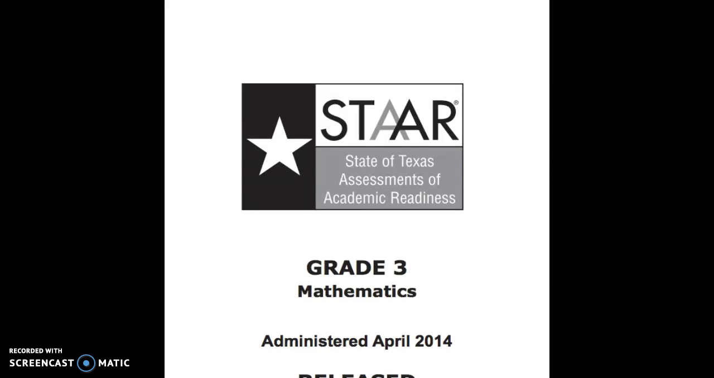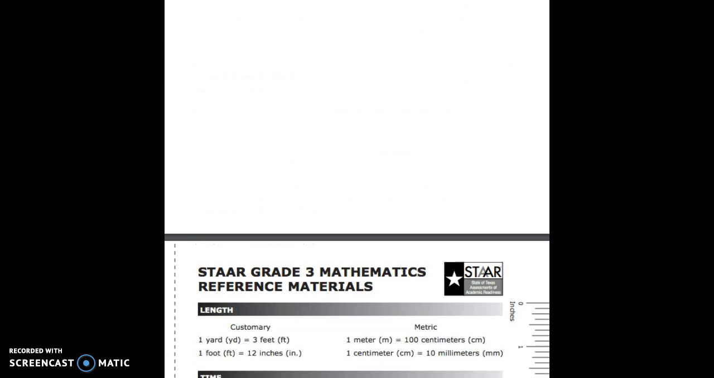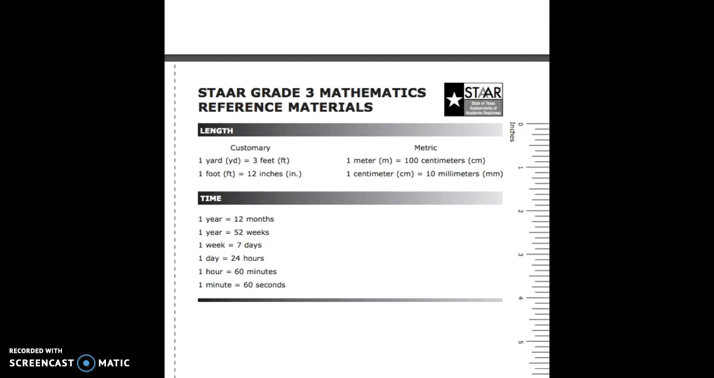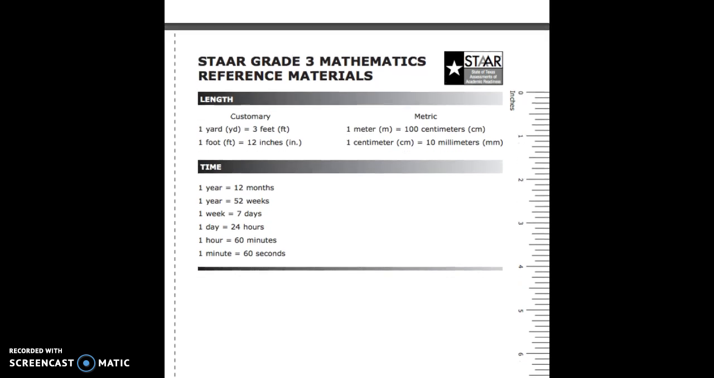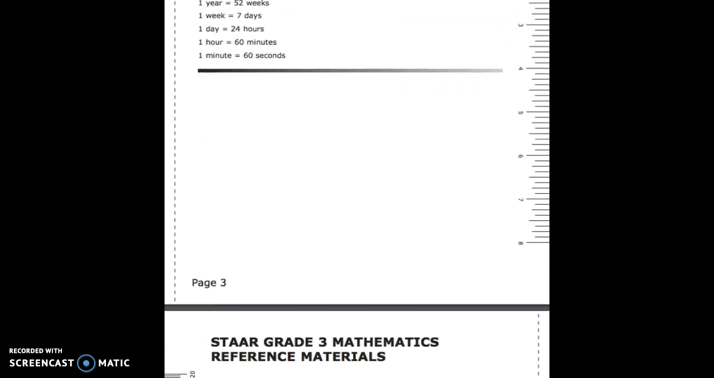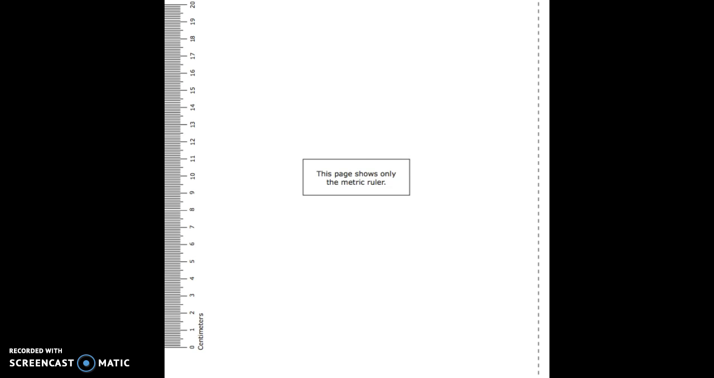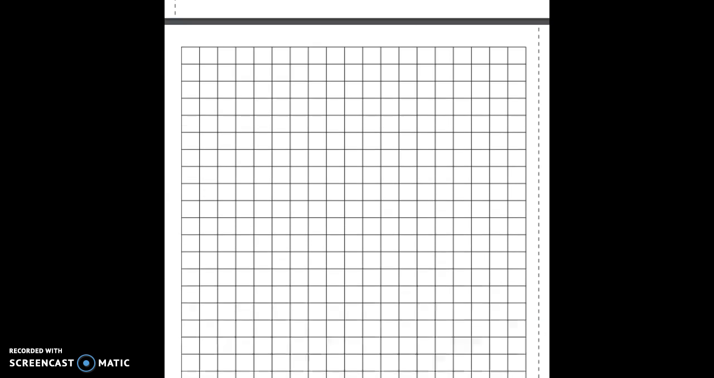Okay, today you're going to be taking the third grade STAR math test. Here's the front cover. Make sure yours looks the same. This is your reference chart with your conversions and your customary ruler. Then you have your metric ruler and grid paper if you need it. Your test should have all of this inside.